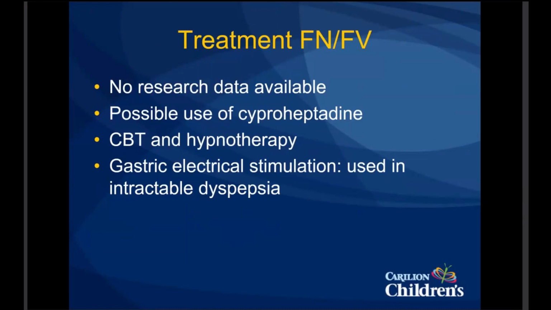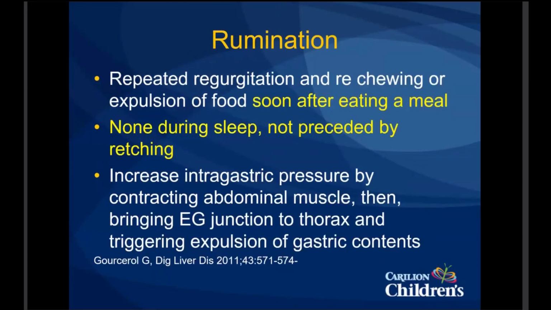The next topic, rumination. These are repeated regurgitation and rechewing of what the person has just eaten. This doesn't happen during sleep, and there's no associated retching. So, for example, different from reflux disease, where they may have symptoms when sleeping, there are none in this. The mechanism is the person increasing abdominal muscle pressure and then intragastric pressure, bringing the food through the esophagogastric junction into the thorax and then triggering exposure of gastric content. These patients can tell you that they can reproduce this.